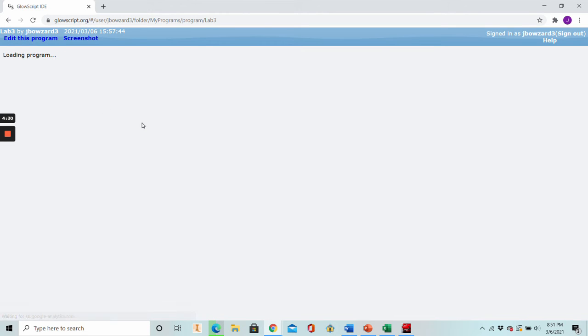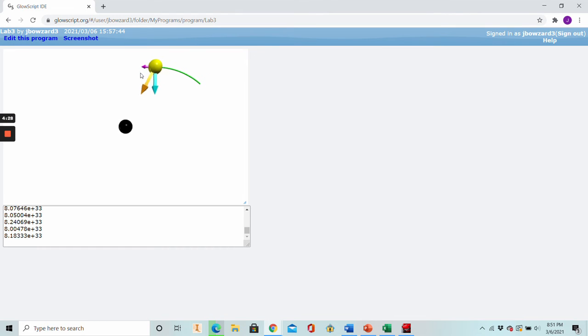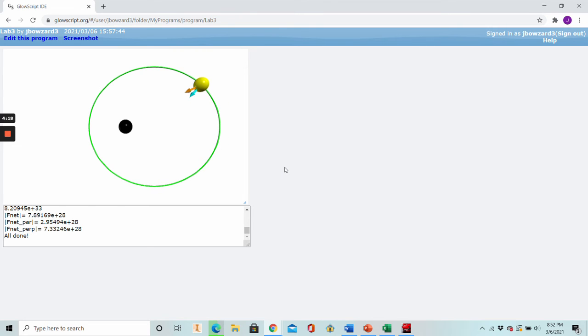The parallel component of the net force in pink is always in the positive or negative direction of the ball's motion, and the perpendicular component in blue is always orthogonal to the parallel vector. As a result, the net force vector always points in between, in the direction towards the black hole, because the only force present is the gravitational pull.